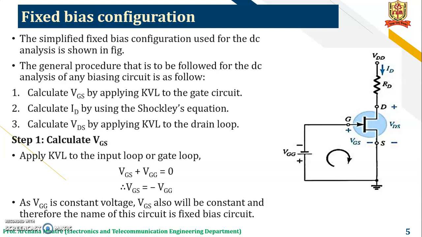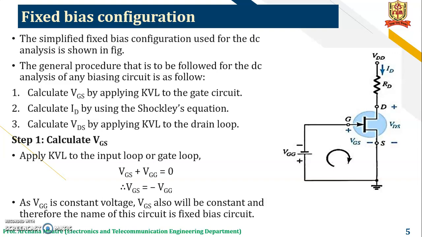The general procedure that is to be followed for the DC analysis of any biasing circuit is as follows. First, to calculate VGS by applying KVL, that is Kirchhoff voltage law, to the gate circuit. Second step, to calculate ID by using the Shockley equation. And third step, calculate VDS by applying KVL to the drain loop.